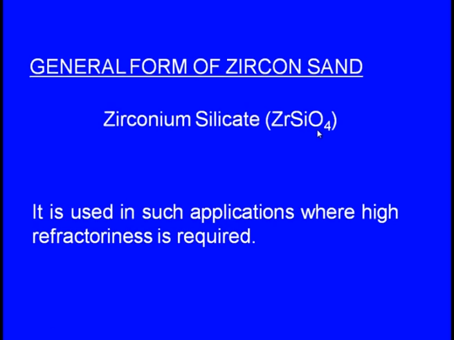We have seen that the silica base sand is used for all the general applications. What is the application of the zircon sand? It is used in applications where high refractoriness is required. If we are making alloys or metals with moderate or low melting temperatures, there is no need for zircon sand. We can use silica sand as the base sand. But when we are pouring alloys of high melting temperature, we need a base sand of higher refractoriness, and zircon sand has the higher refractoriness. That is why, where high refractoriness is required, we use the zircon sand.